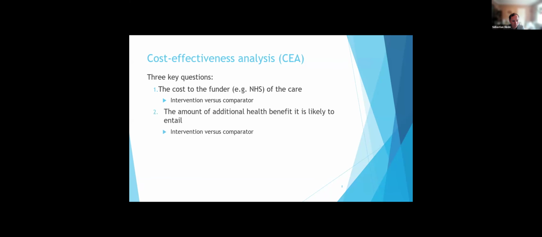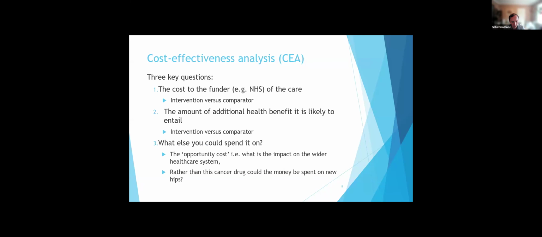So carrying cost effectiveness analysis forward, it has three principal questions. What is the cost to the funder, the NHS in this case, of the intervention versus some element that we're comparing it to? And then the amount of additional health benefit that it's likely to entail, again with this comparison between intervention and comparator. And then what else can we spend the money on? This idea of opportunity cost.